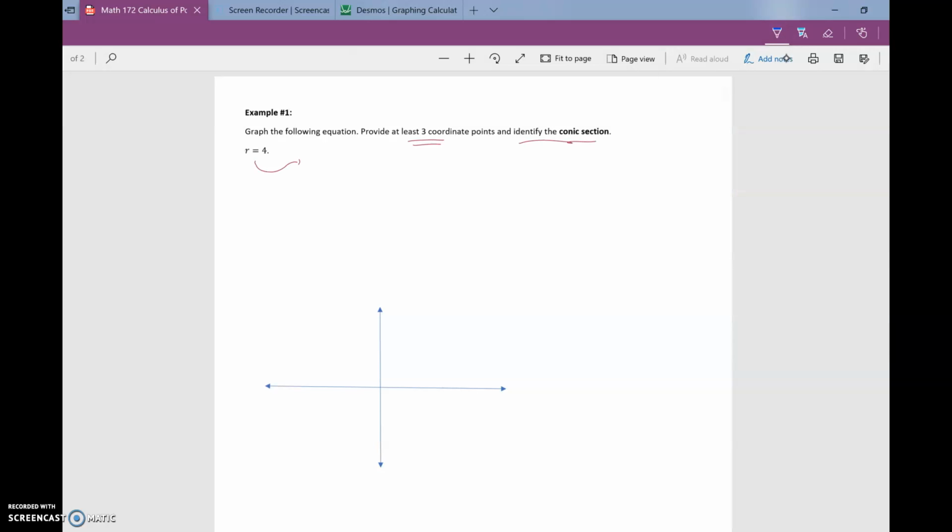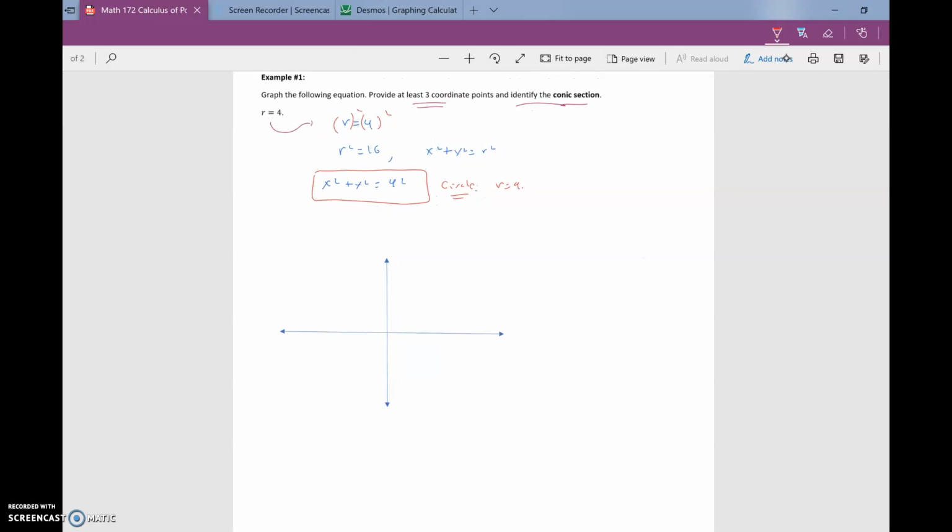So keep in mind that if you just have r is equal to 4, for this one, well, if you need to identify the conic section, this is going to be r squared is equal to 16. And remember that x squared plus y squared is equal to r squared. So this is x squared plus y squared is equal to 4 squared. So this conic section just happens to be a circle with radius of 4.